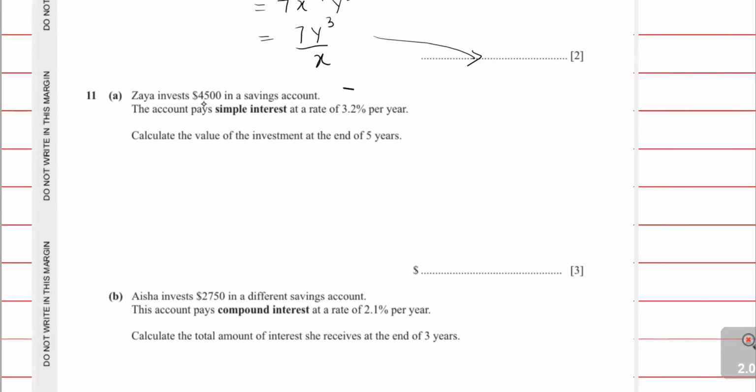Zia invests $4,500 in a savings account. The account pays simple interest of 3.2% per year. Calculate the value of the investment at the end of 5 years.